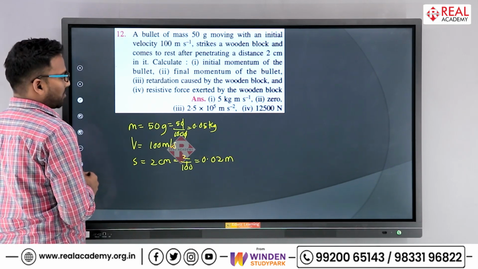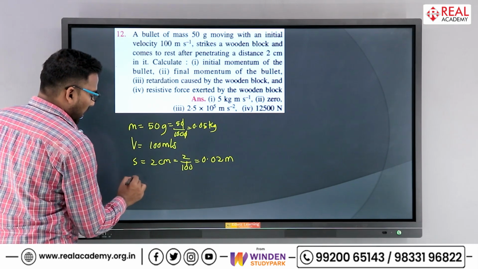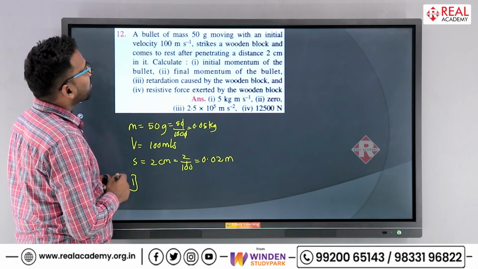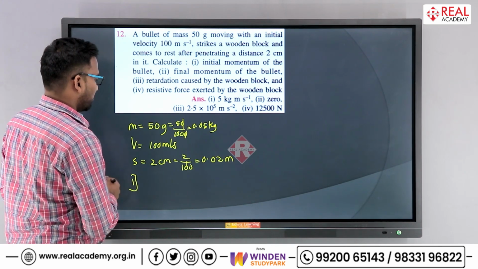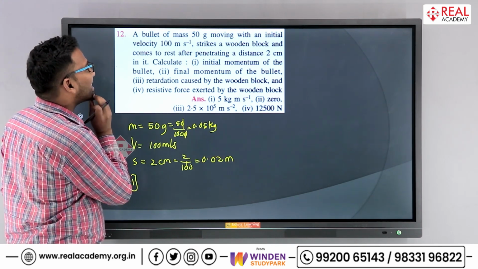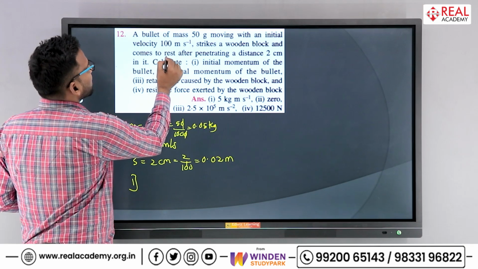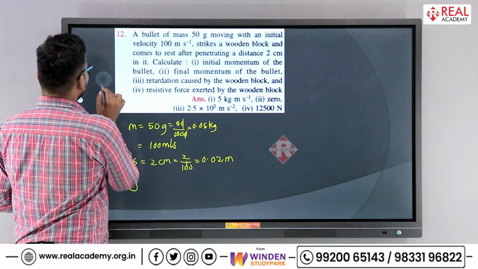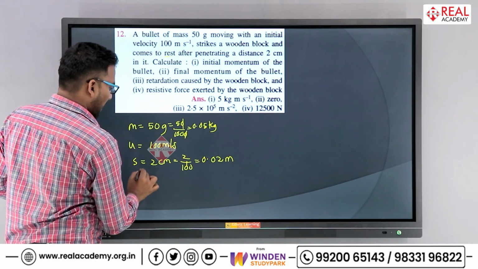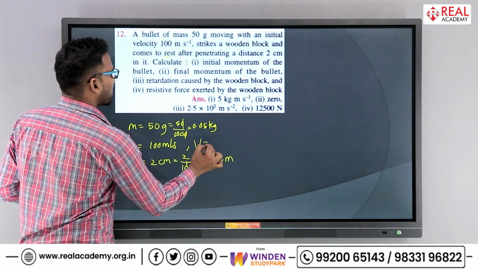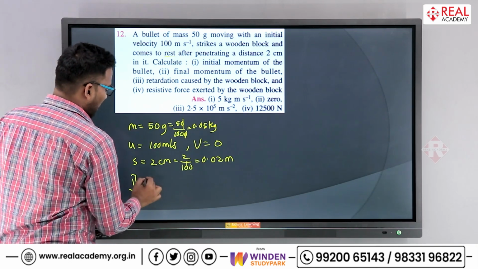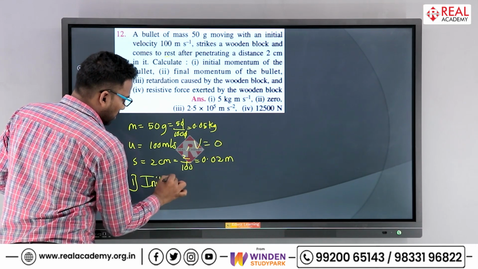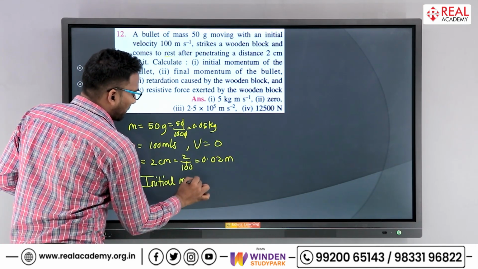Calculate initial momentum of the bullet. And comes to rest. That means this one is V, this one is U. And final comes to rest means V is equal to 0. Calculate the initial momentum. So let us calculate initial momentum first.